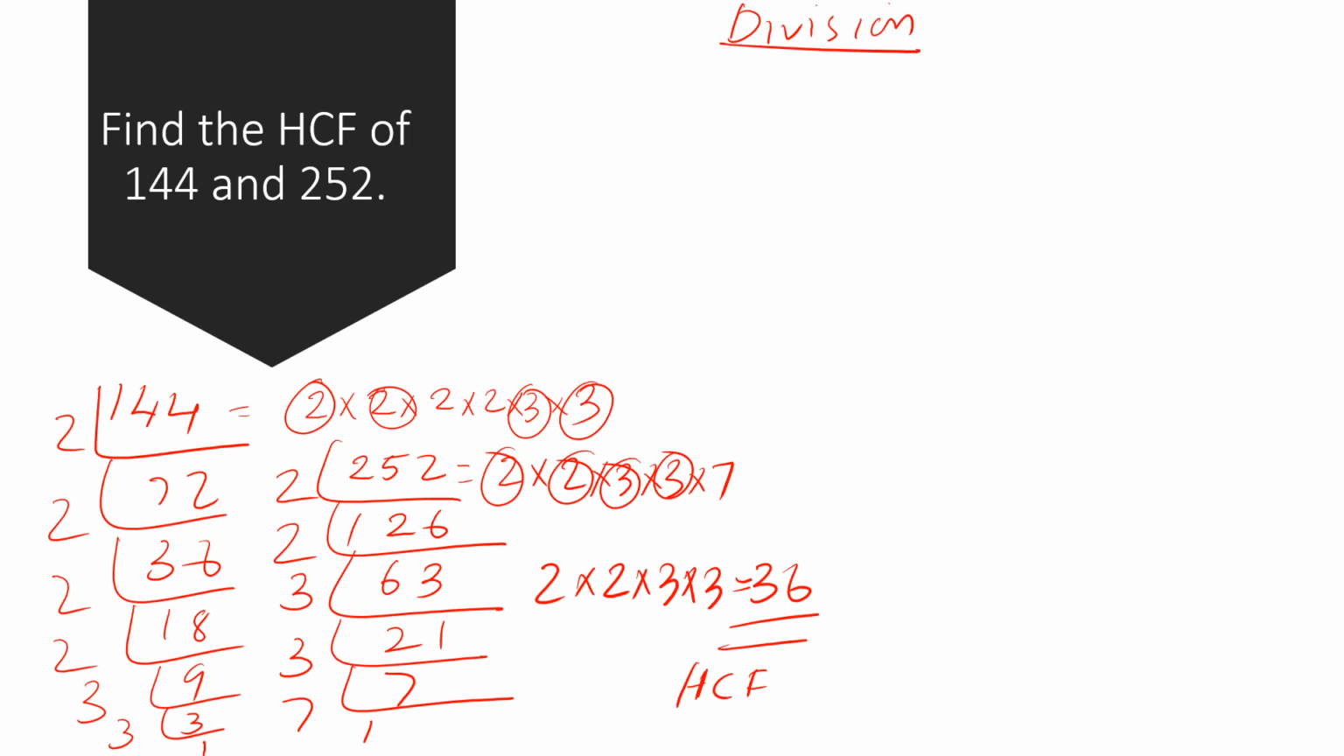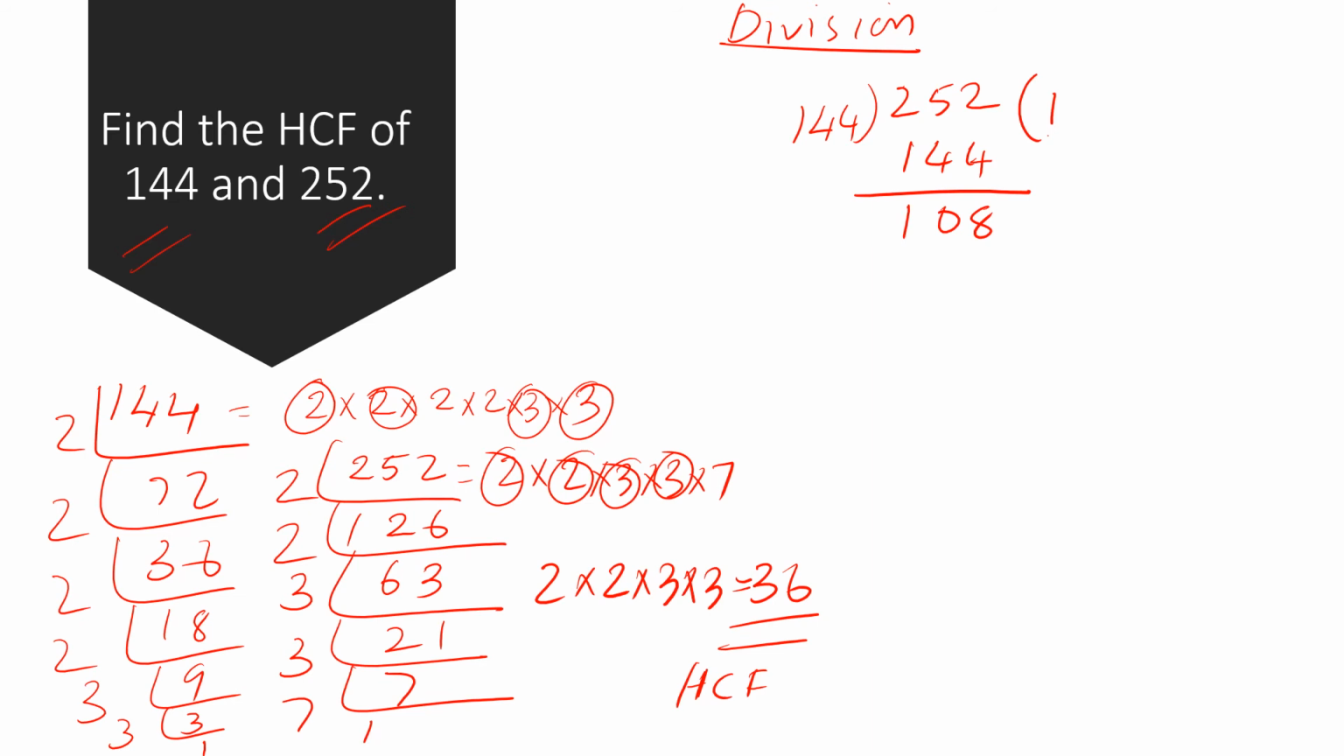One example. We have to divide the bigger number by the smaller one. 252 is bigger than 144, so we will divide 252 by 144. And the answer we get, the quotient, we will start writing here. One time it goes, that means 144. And what is the balance? The balance is 108.